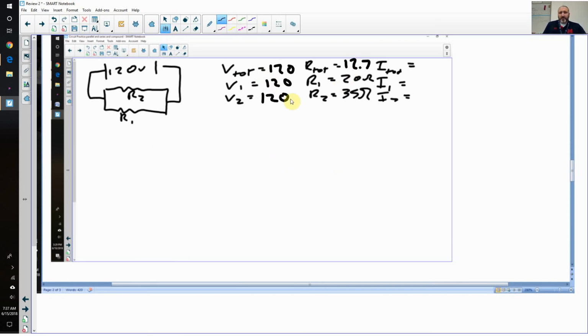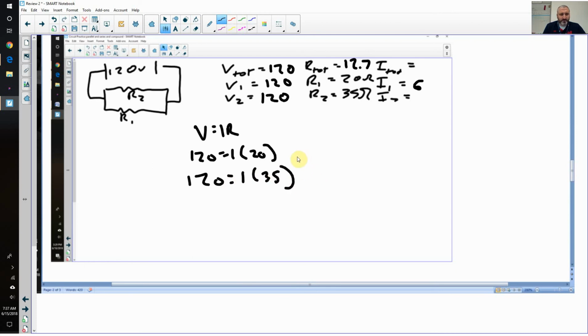So I know that I've got 20 ohms and I'm losing 120 volts, so I can use V equals IR to figure out the current going through R1. So 120 equals I times 20, which is going to be 6. I know 120 equals I times 35, 20 divided by 35, that is going to be 3.42.